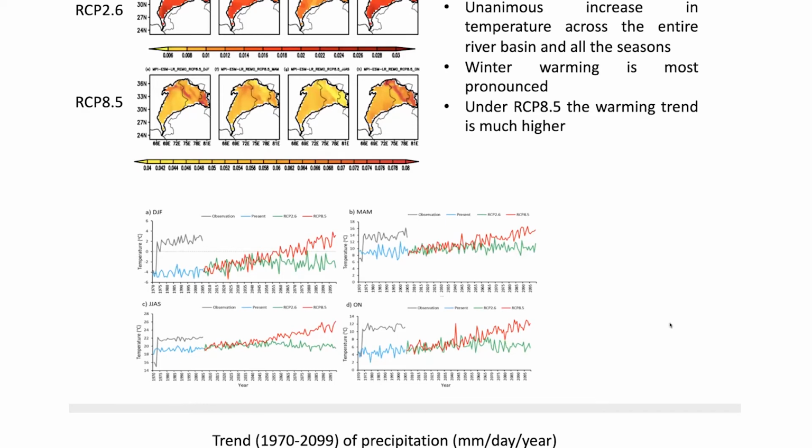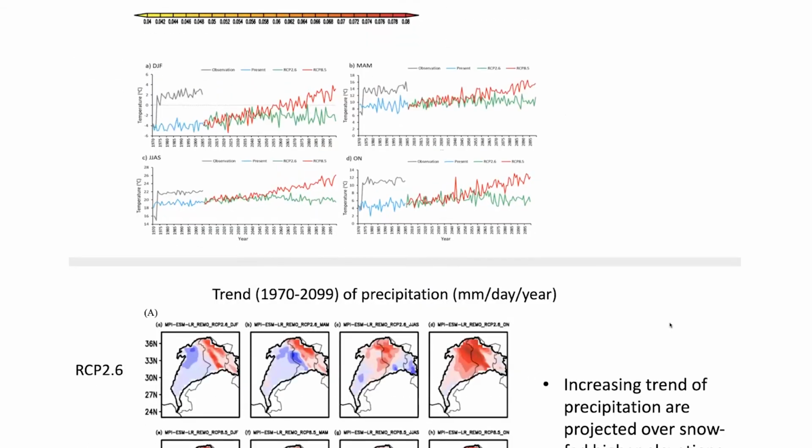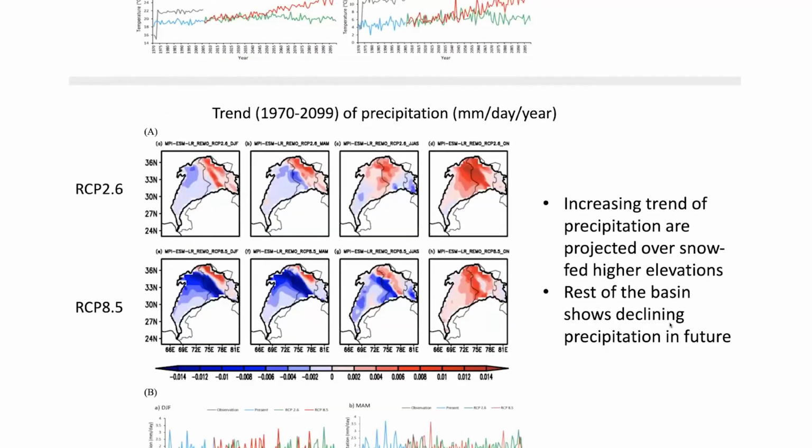If these models are assumed to be correct up to a certain extent, and they are giving these kinds of signatures, we have to be very cautious for this particular region, because it is very sensitive to climate and from all other points of view also. And by the trend of precipitation, if you look, the lower riparian of the Indus Basin is likely to get drier.